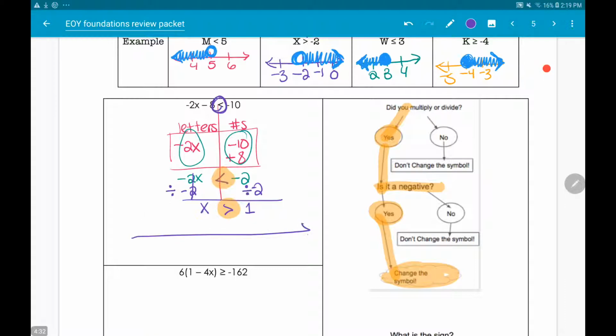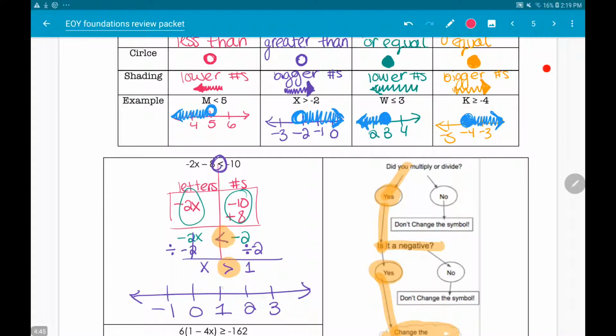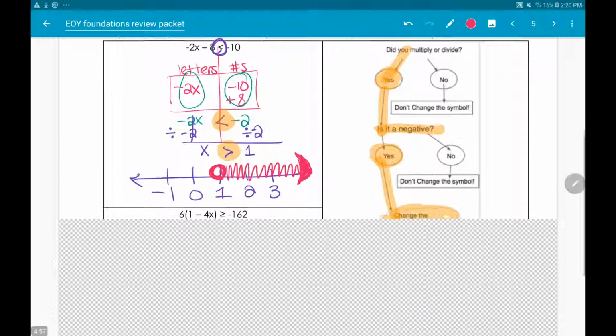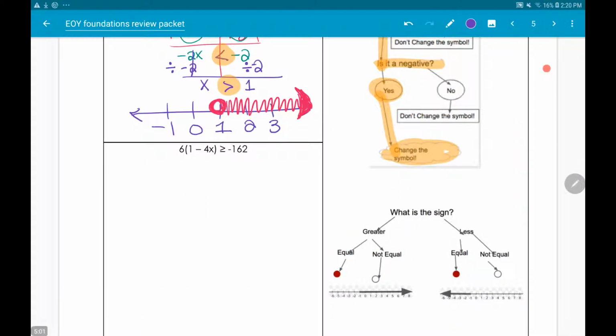Let's graph our solution using our table above. So it is greater. So we have open circle and shade this way. Okay, so one more. This one, same thing.